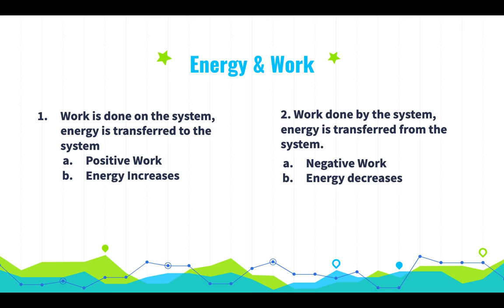Work done by the system means that negative work is occurring. Energy is transferred from the system, so energy would decrease. In terms of the thrower, applying a force that is in the opposite direction to the displacement is going to decrease the kinetic energy of the baseball. It'll go from some value to rest.